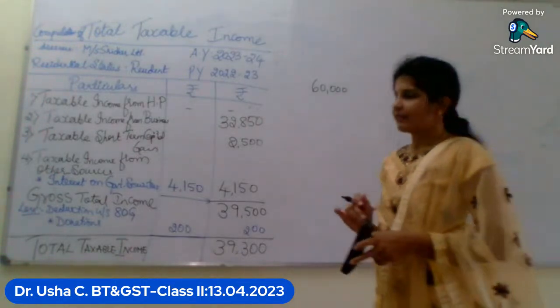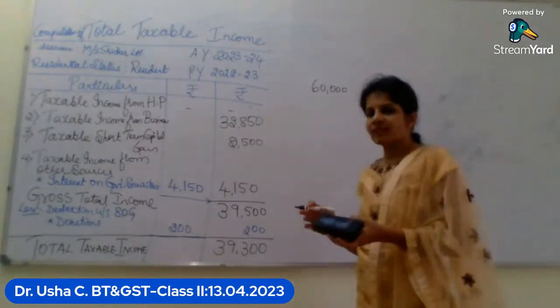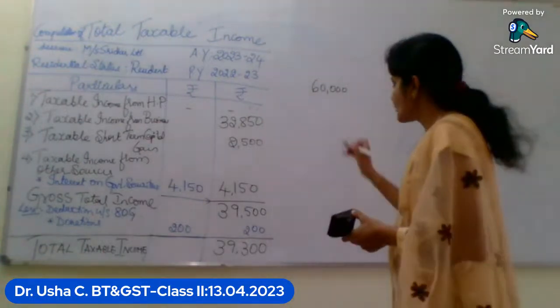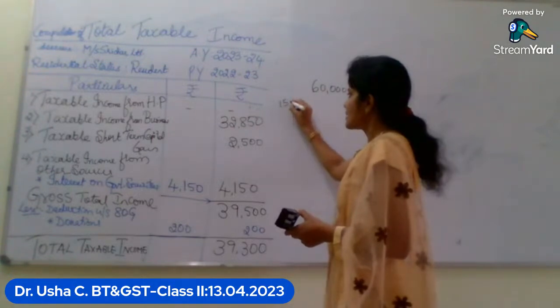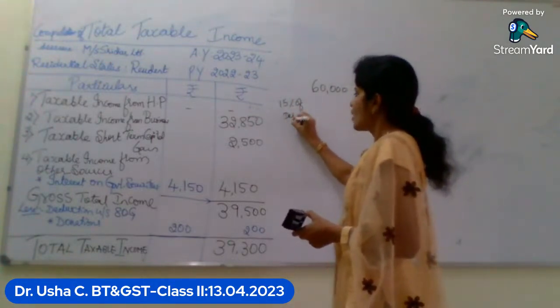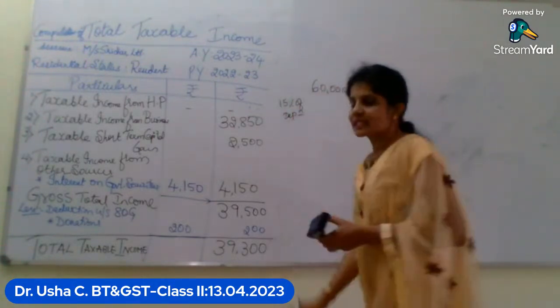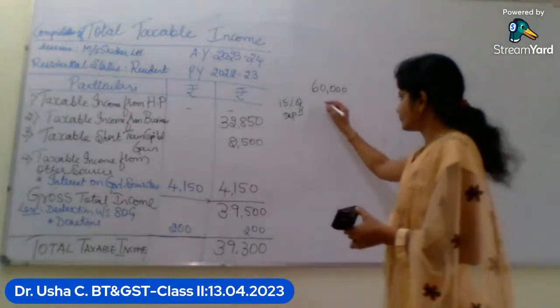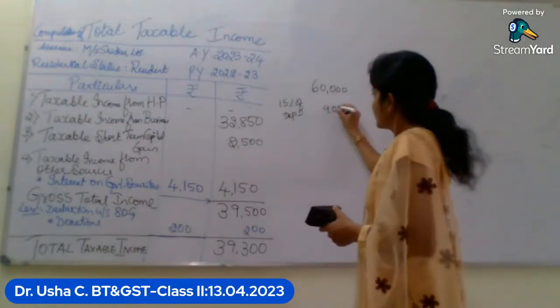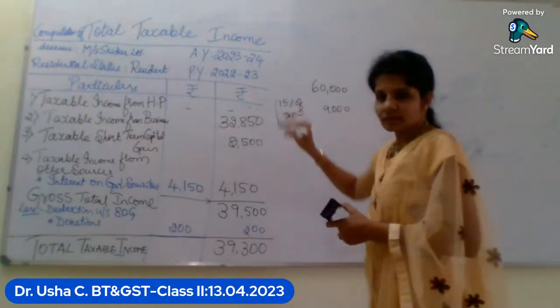Correct. So for the purpose of calculating, whatever information is given in the problem, we calculate 15% depreciation on this value. 15% of 60,000 is how much? It is 9,000. Is it correct?